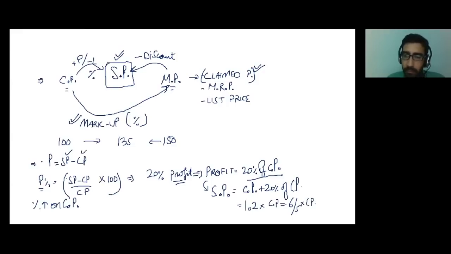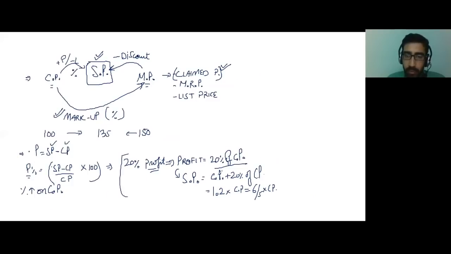Is this clear? This is the understanding I want you to carry because this is going to help you a lot. 20% profit simply means that selling price is 1.2 times the cost price, or 6 by 5 times the cost price.